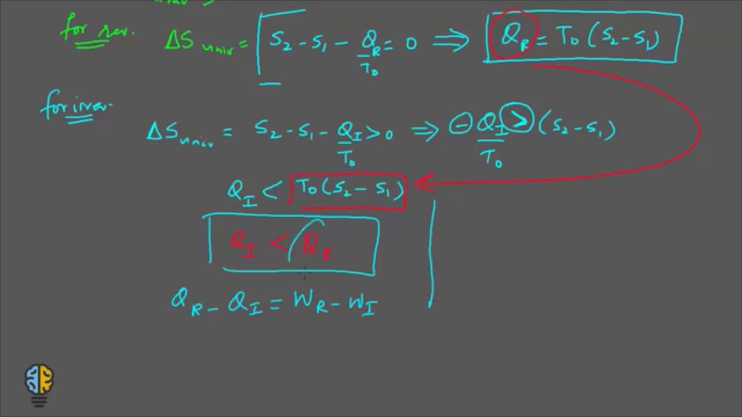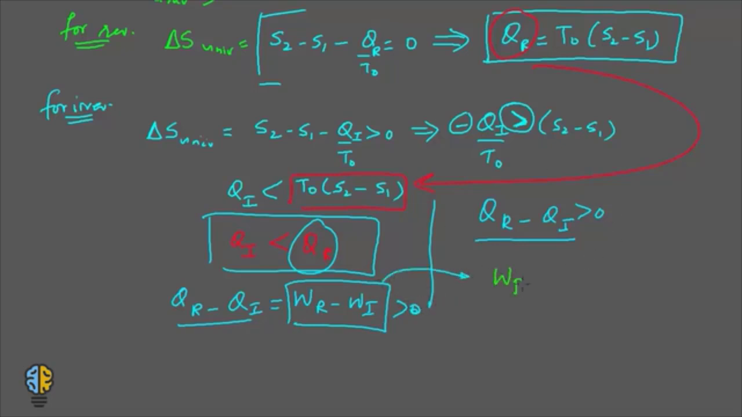Now because QR is greater, the difference between QR and Qi would be a positive value, isn't it? So this is a positive value. This means this difference will also be positive. So this difference being positive would result in this kind of a relation, that is, the reversible work is higher as compared to the irreversible work.